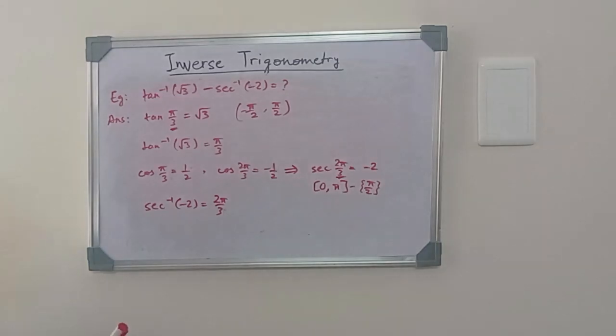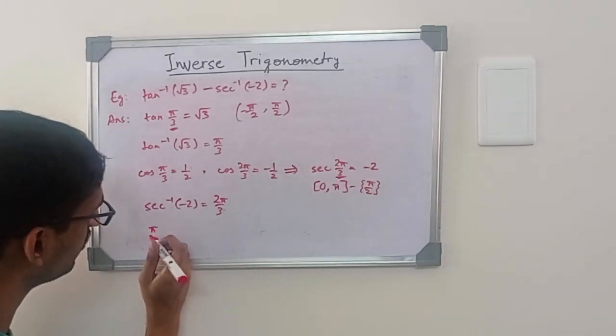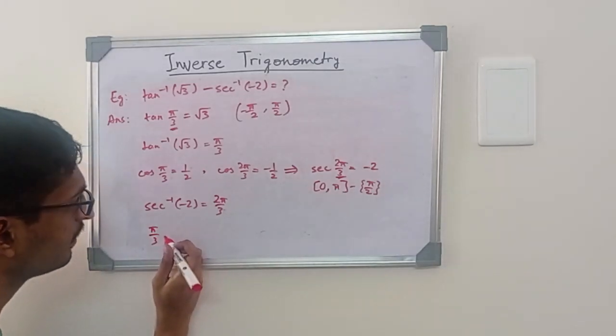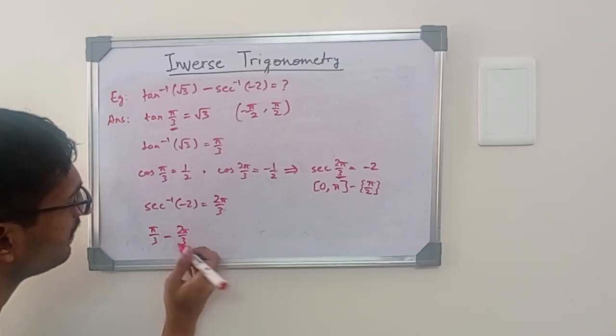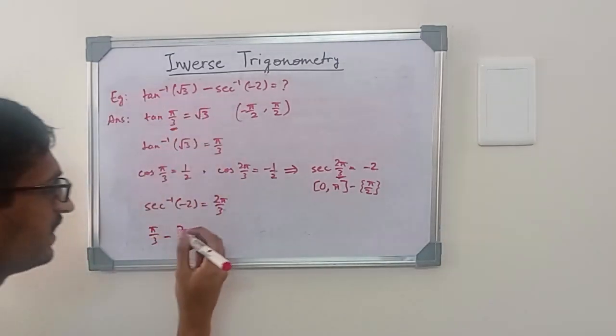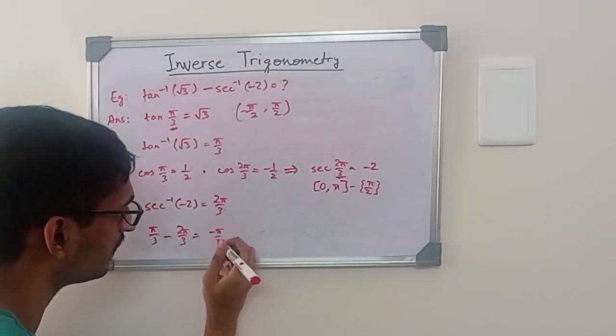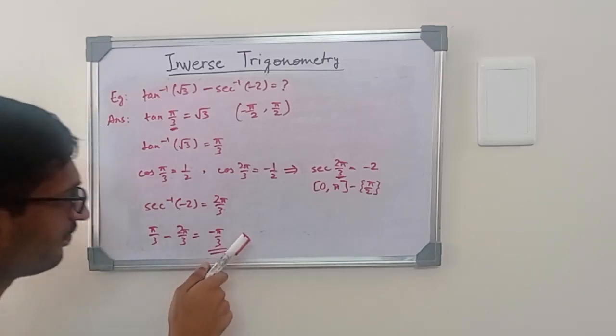So now we have the answers for the first term and the second term. Now we just need to combine them. So the final answer is pi by 3 minus 2 pi by 3 after you substitute into this expression, and that is equal to minus pi by 3.